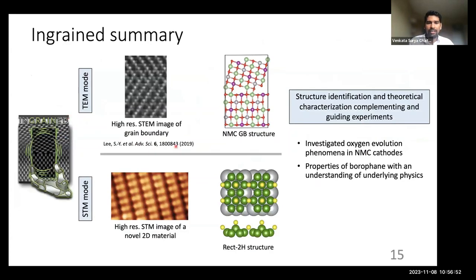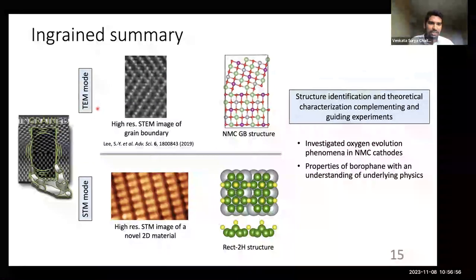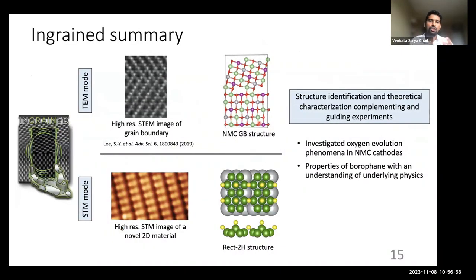So overall, we showed the two different modes of the Ingrained package, the TEM mode and the STM mode, and we showed how we can go from experimental data to the atomistic structure. And later we also showed how we use the structure to understand the underlying phenomenon in these materials.